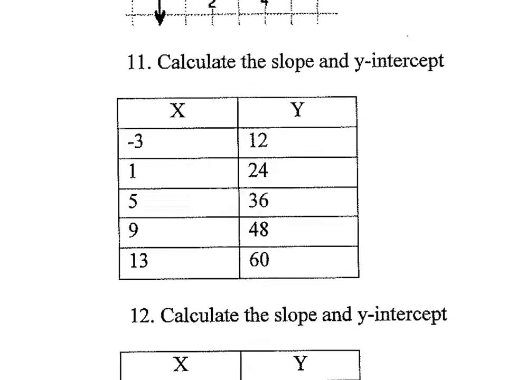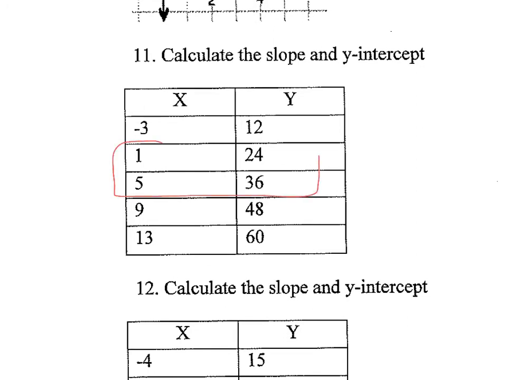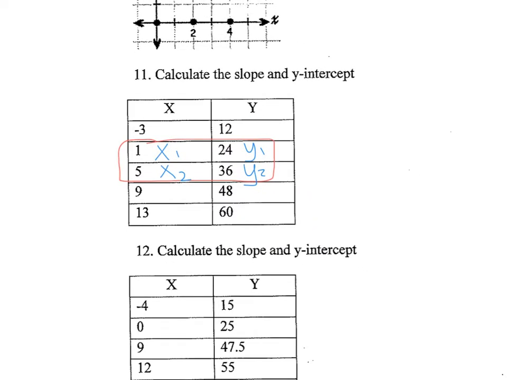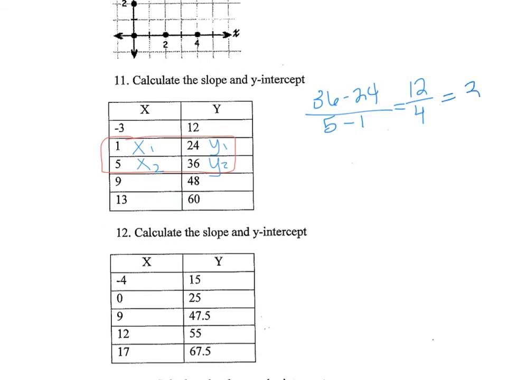For the tables, same thing. We're going to label, I'm going to pick these 2 because they're small and they're positive. So this is X and Y, this is X and Y. I'm going to label these my 1s, my 2s. So we're going to do 36 minus 24 over 5 minus 1. So 36 minus 24 is 12. 5 minus 1 is 4. So when I divide that, we get 3.